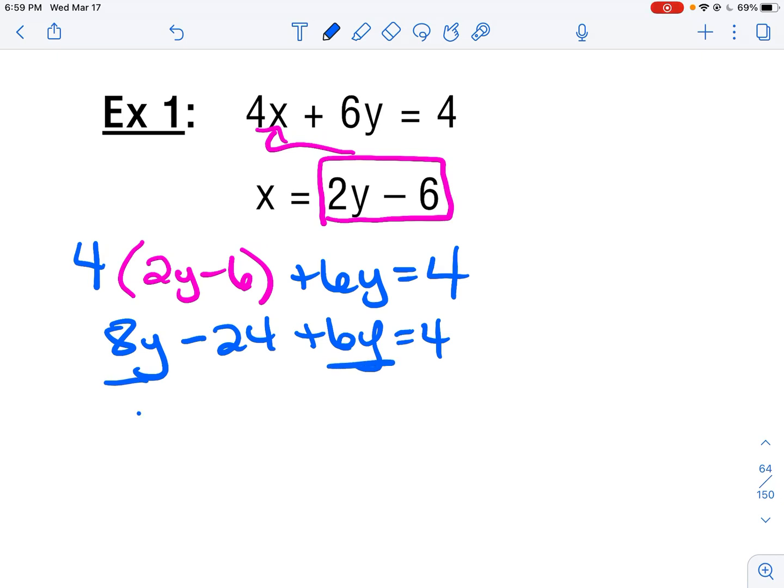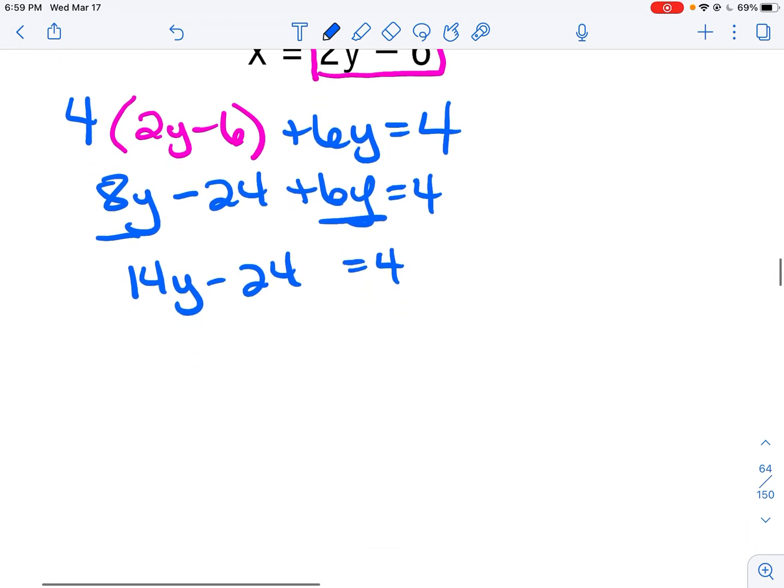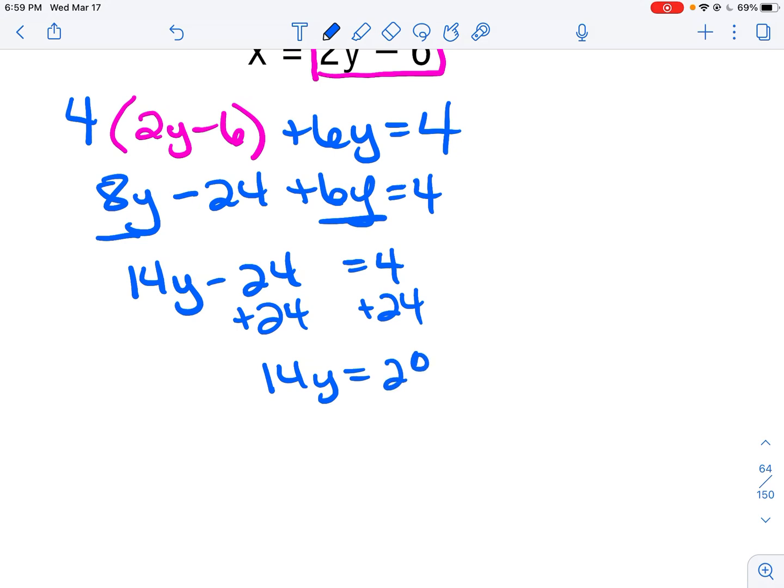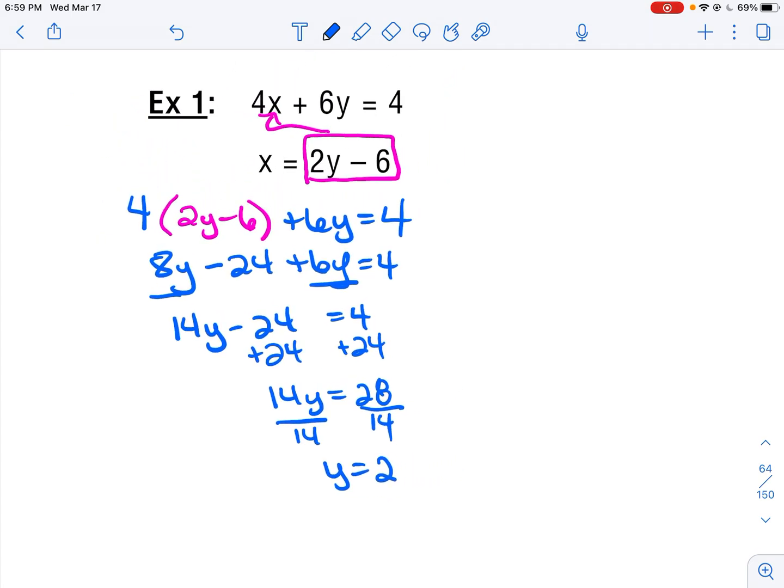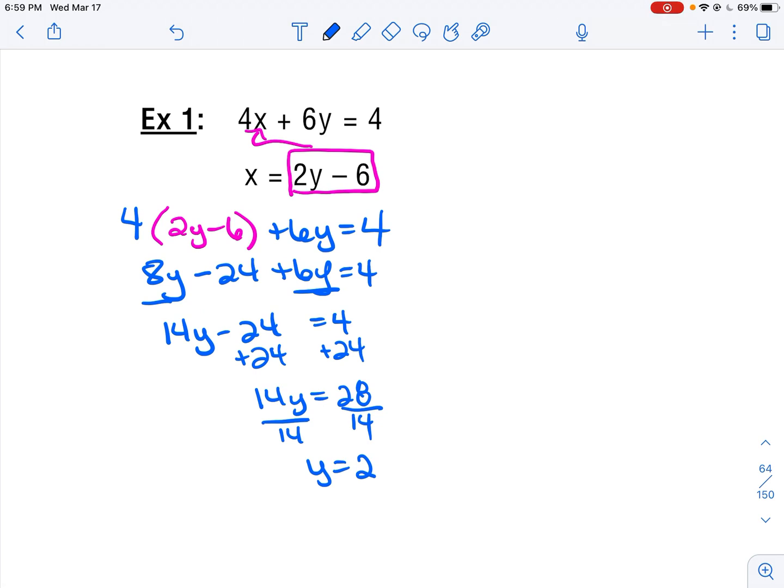I combine like terms. Did I multiply right? Did I add right? Okay. Oh, yes, it's going to come out. 14y equals 28. I divide by 14, and I get y equals 2. So we just found the y value.